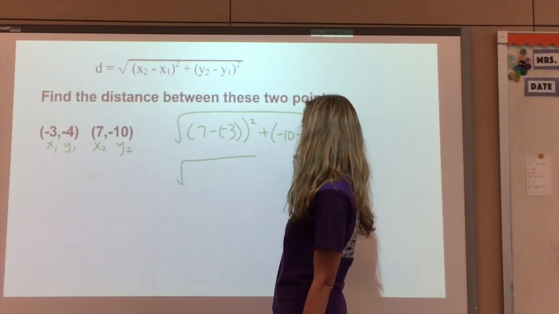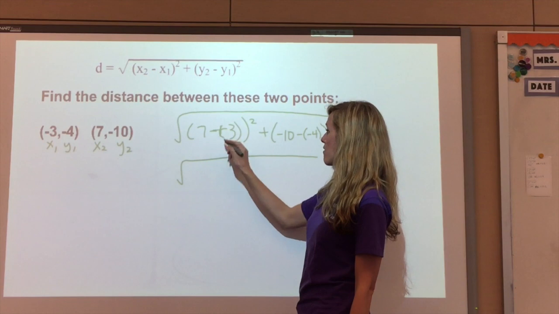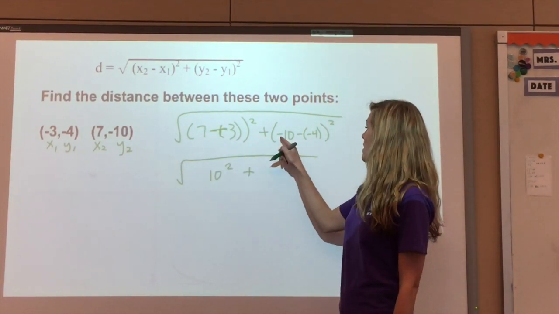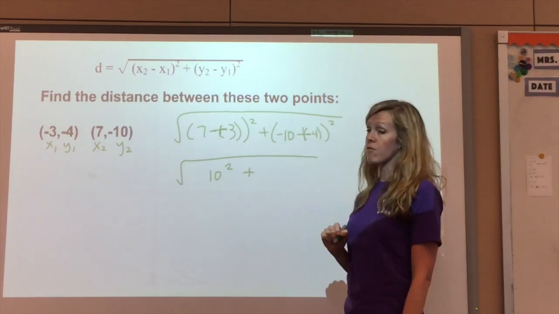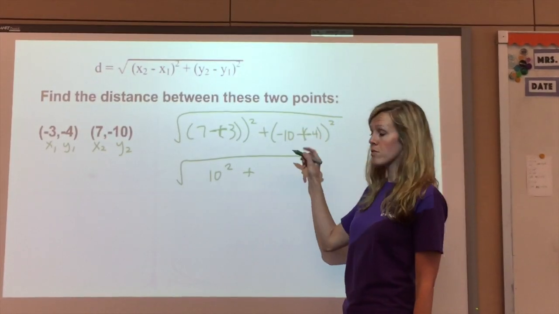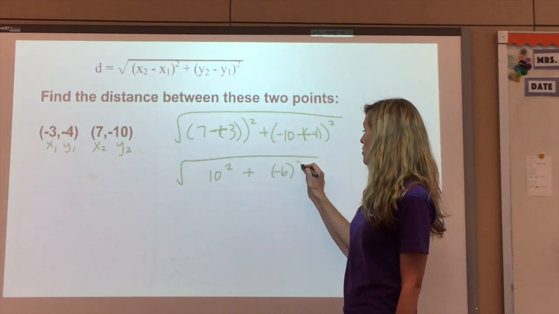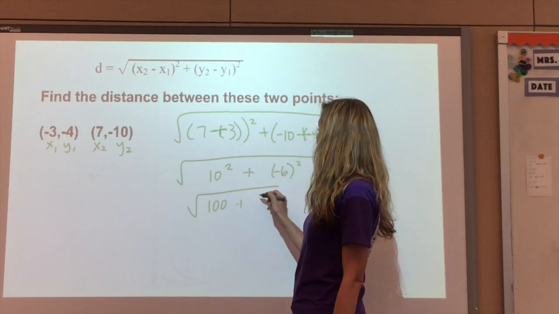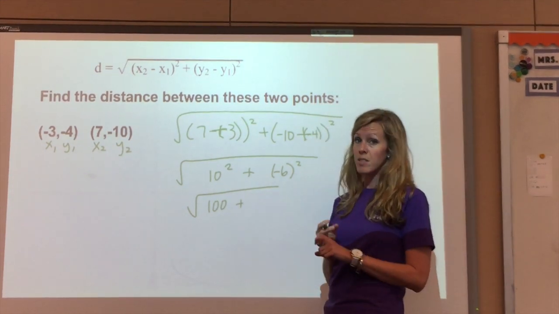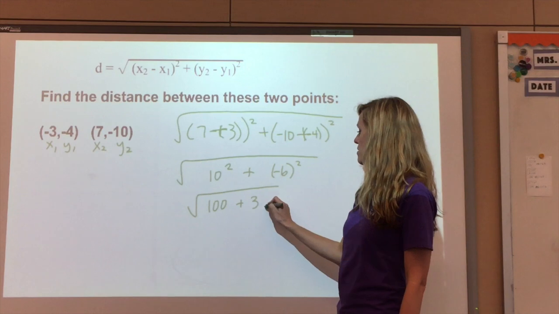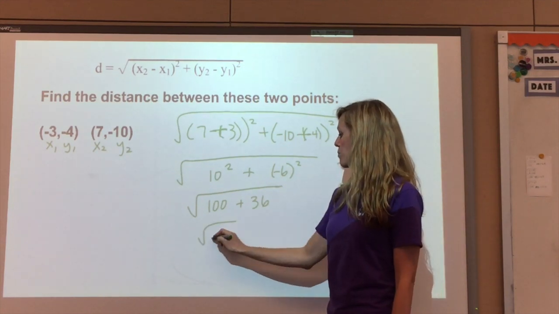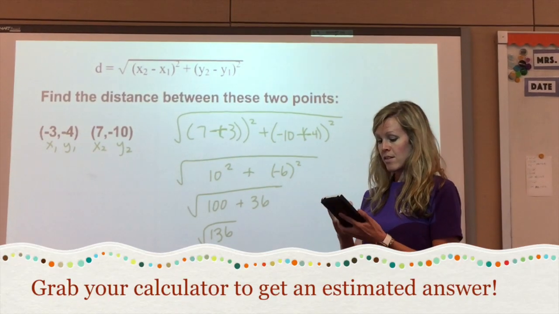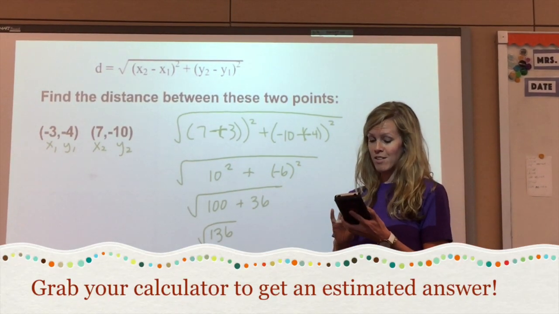So 7 minus -3 is like 7 plus 3, so we have 10 squared, plus -10 minus -4 is like adding 4, so -10 plus 4 gives us -6 squared. 10 squared is 100. -6 squared, remember -6 times -6 is positive 36. And then we take the square root of 136. Grab your calculators.